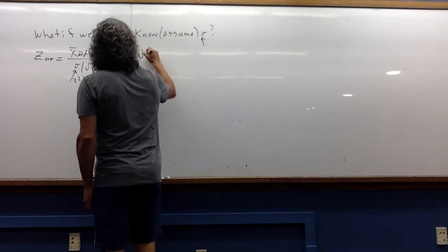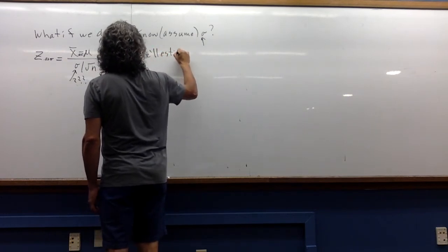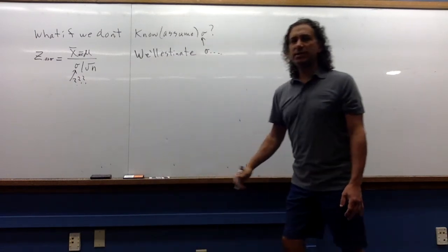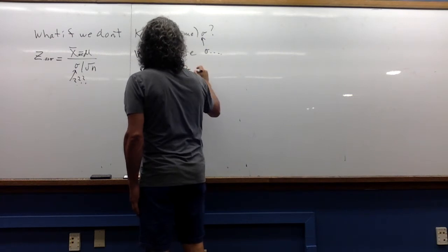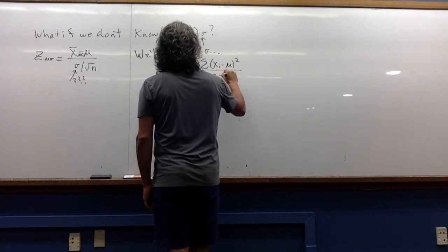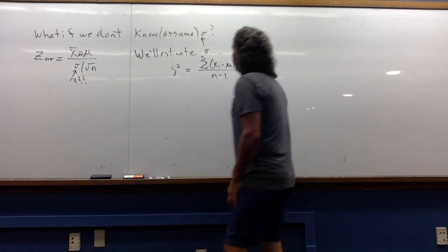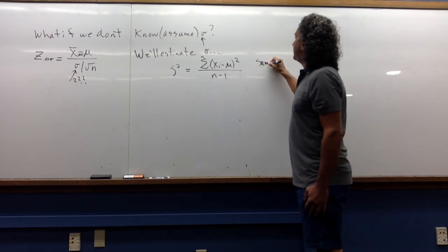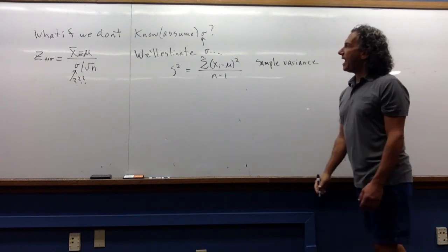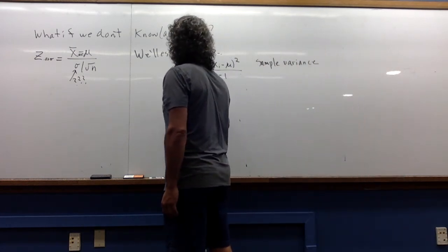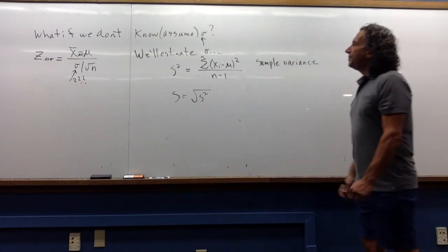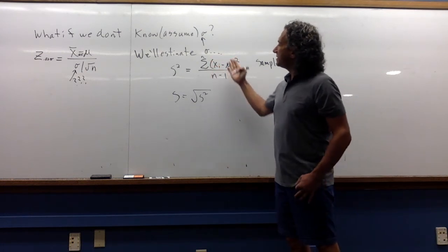So we'll estimate sigma. And to do so, we're going to start with this formula. This is the formula for what's called the sample variance. And sigma is going to be the square root of this thing. Now, where is this formula coming from?